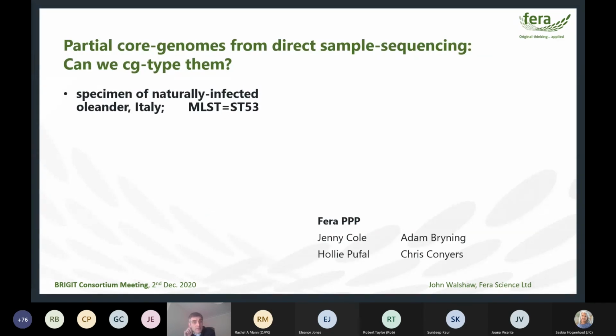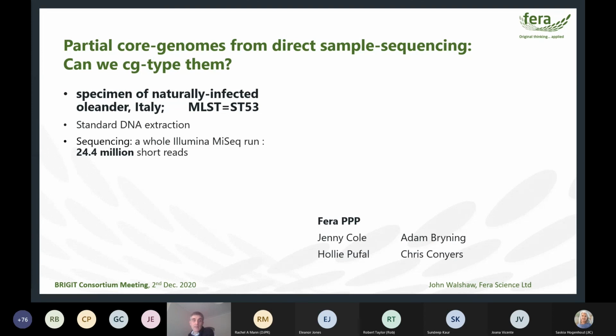And I'm just going to finish off with a couple of examples. So going back to what you heard about earlier, some essentially metagenomics sampling directly from infected plants. This is about a direct sampling of a specimen of naturally infected oleander from Italy, which was independently typed, and it's ST53. And so I'll just sort of whiz through this.